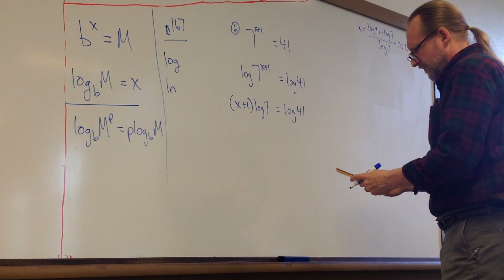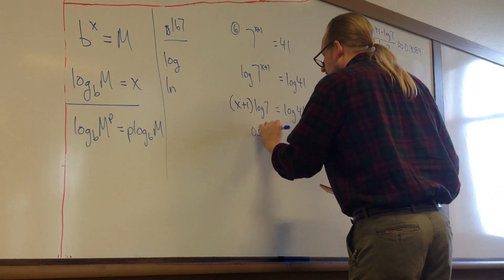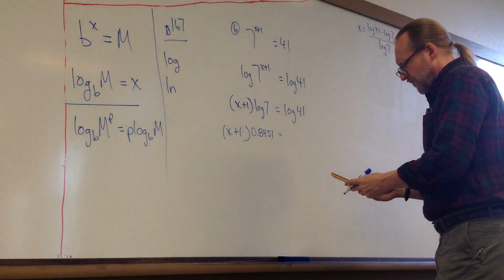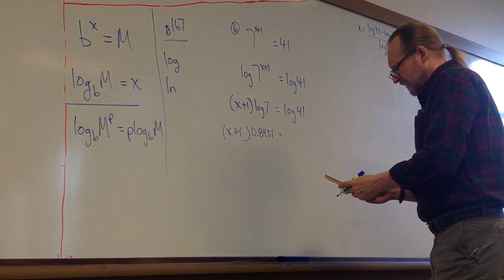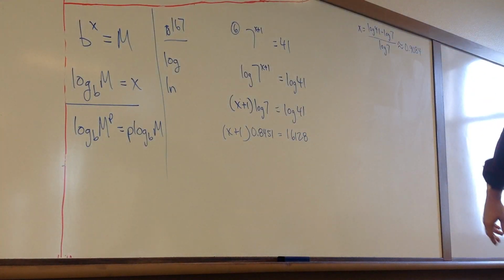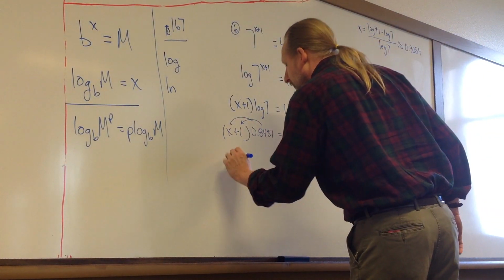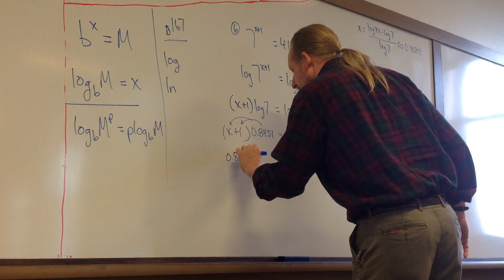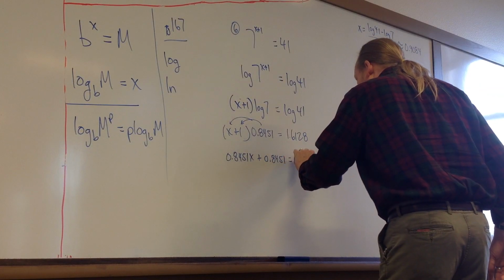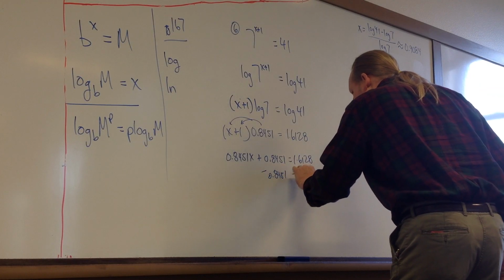Log to the base 7, 0.8451 is a pretty good approximation. And then over on this side, log of 41, 1.6128. Okay. From here, the process is essentially the same. We're going to distribute this inside the parentheses, 0.8451x plus 0.8451. And then we're going to subtract this over to the other side.